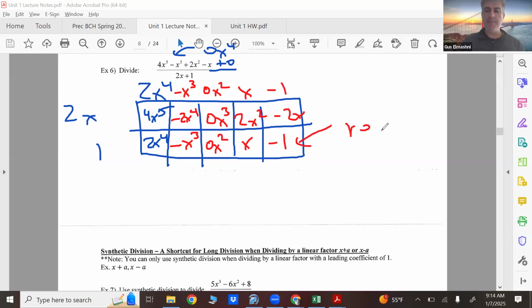So the answer would be this. Exactly. Because you're supposed to have a 0 there, but you didn't get a 0. You could, but because it becomes negative 1, that's the remainder. So the final answer becomes this.